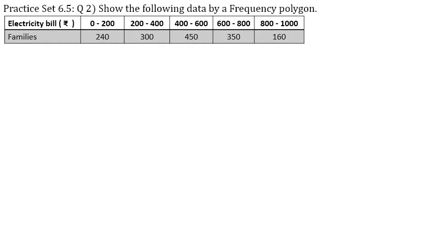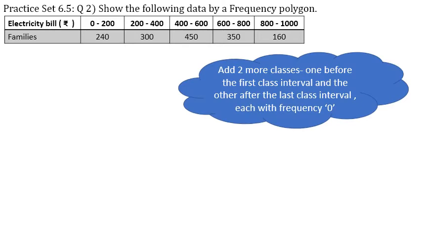Practice set 6.5, question 2. Show the following data by a frequency polygon. The table shows the electricity bill in rupees for some families. In this table, the classes are already continuous. We need to add two more classes, one before the first class interval and the other after the last class interval, each with frequency 0.